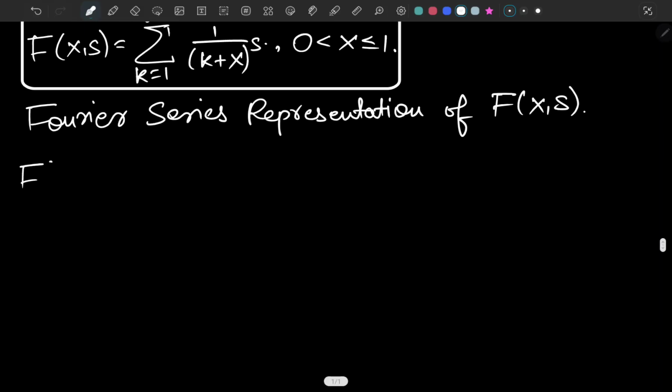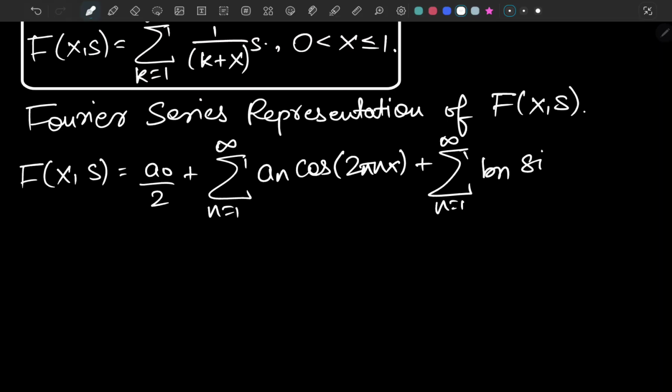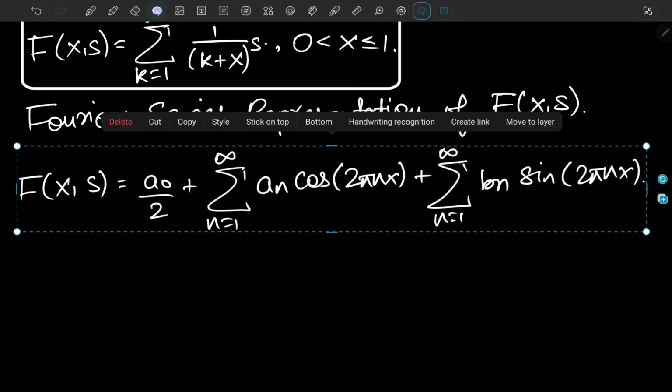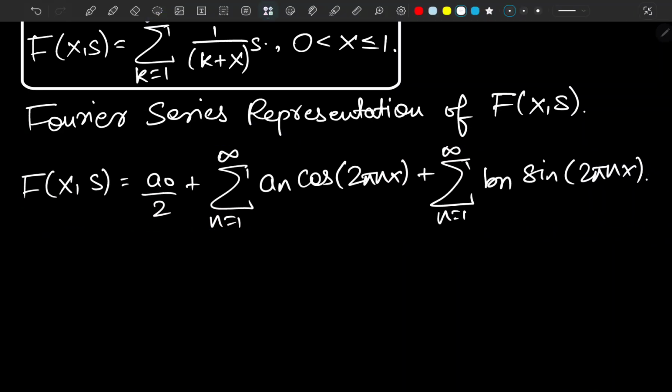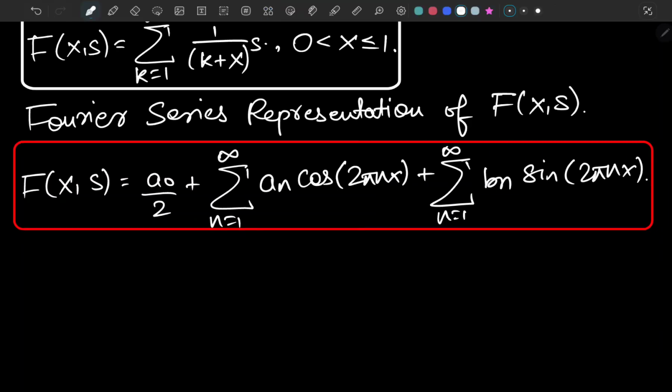So capital F of x comma s equals a naught over 2 plus the sum as n goes from 1 to infinity of a sub n cosine of 2 pi n x, plus the sum as n goes from 1 to infinity of b sub n sine of 2 pi n x. This is the most fundamental Fourier series representation of a function, and I would like to cover it in this red box because it's important.